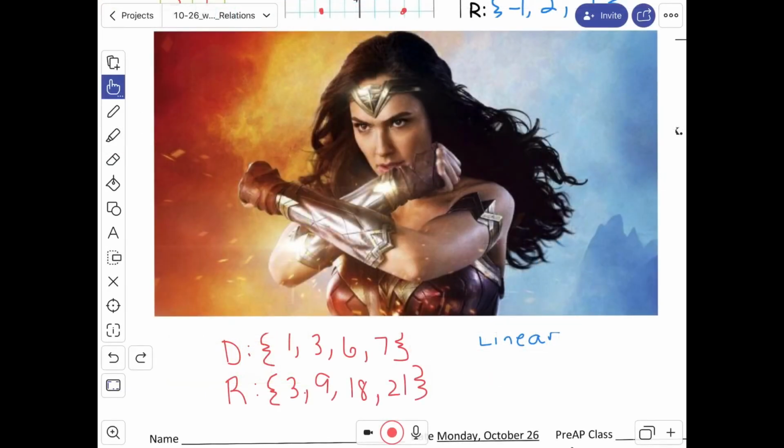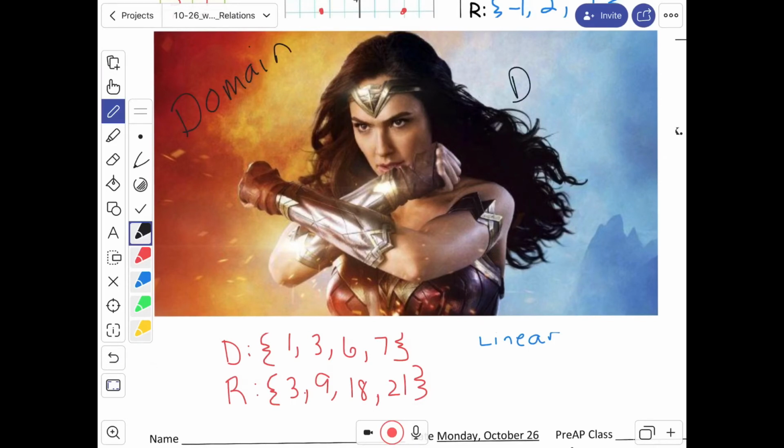Wonder Woman is here to help you remember domain and range. Domain, like Wonder Woman here, domain, she is dominant. She runs the show. She's dominant. And she makes an X when she is showing everybody who's boss. An X. Domain is the X.